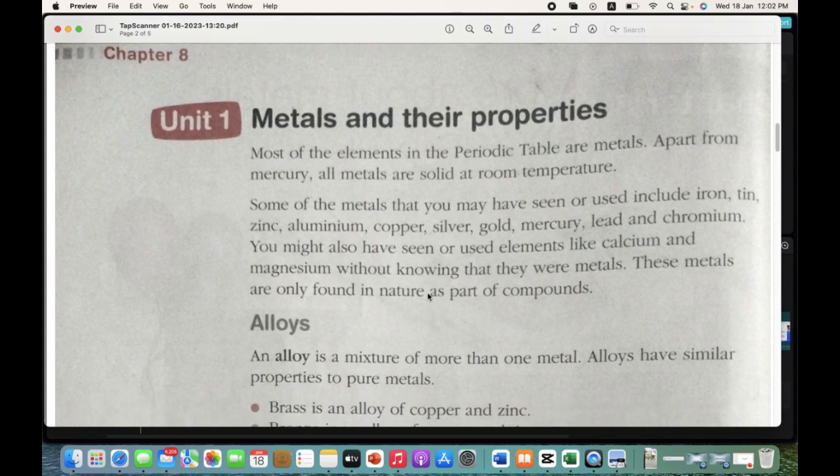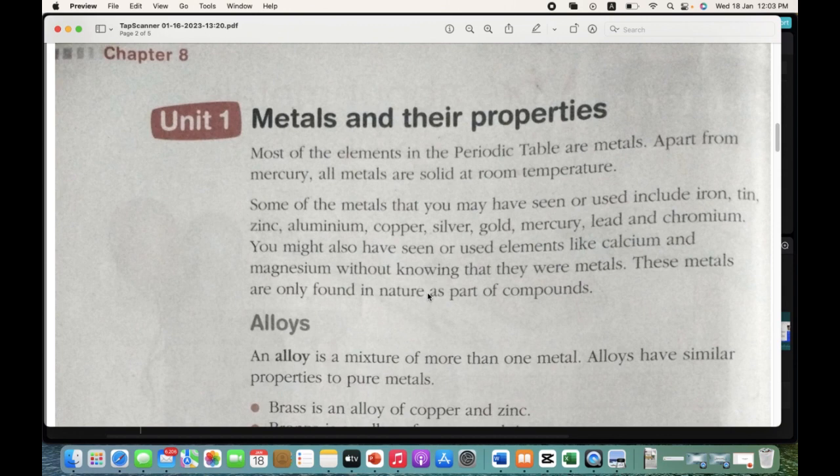So now let's take a look at the metals and their properties. If you take a look at the periodic table, you see that most of the elements in the periodic table are metals. Now, apart from mercury, all metals are solid at room temperature. Mercury is the only metal that is not solid at room temperature. Is that okay?